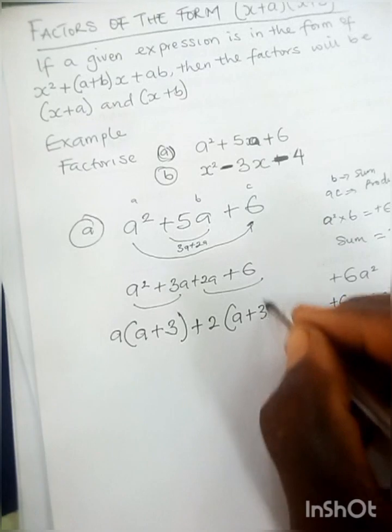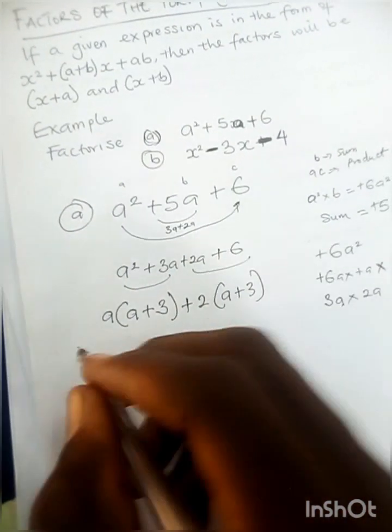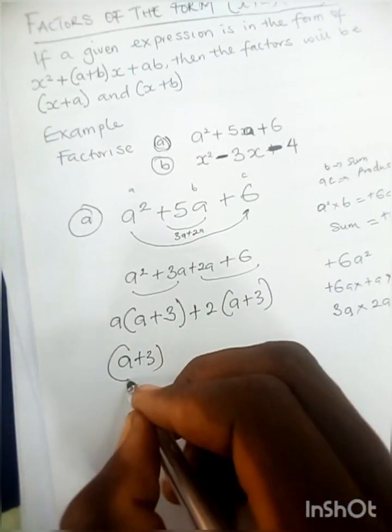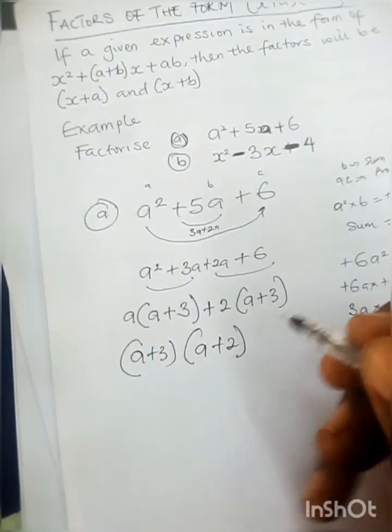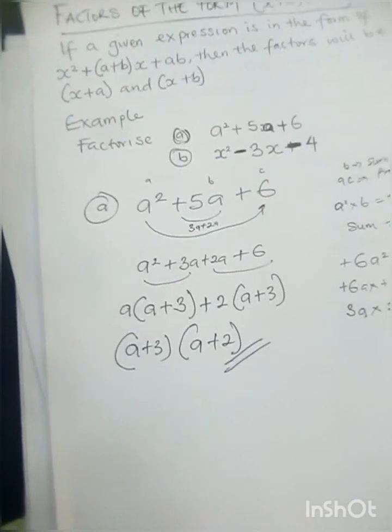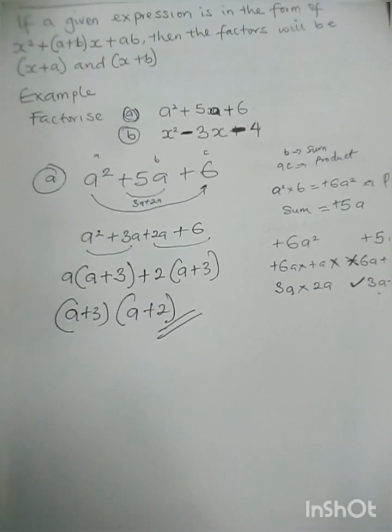Are we there? Now what's common in this bracket now? In this expression, this bracket and this one, we now have here a plus 3. If this cancels, we have here into a plus 2. This is the solution. When you expand this, you will get this back. We'll get that now. So let's take a look at it again and see. Let me give you the recap.